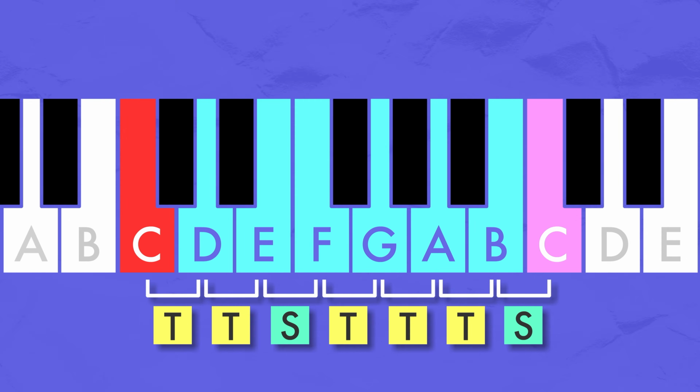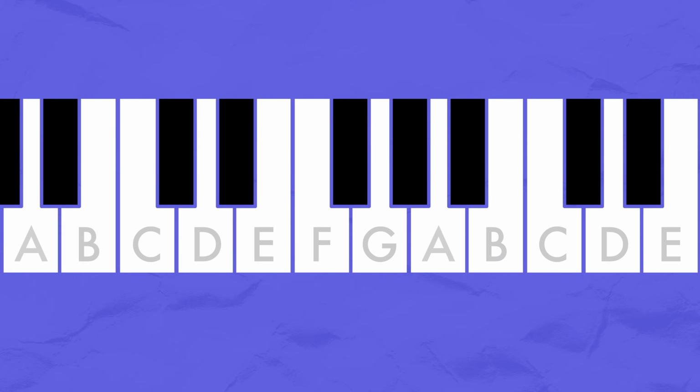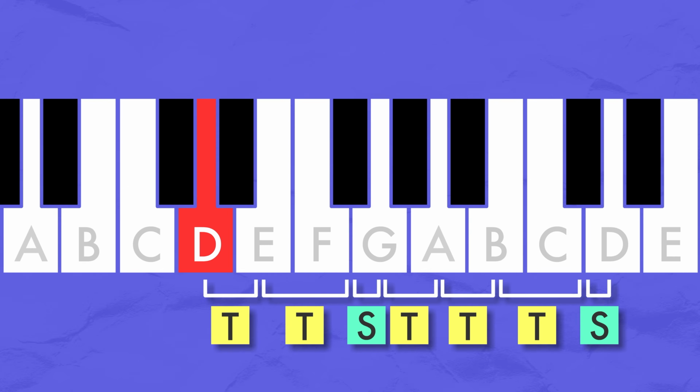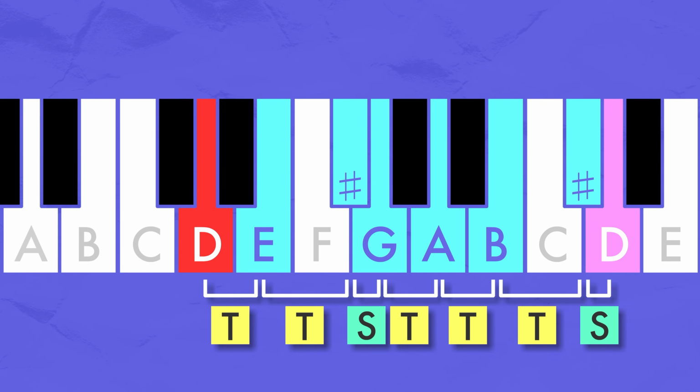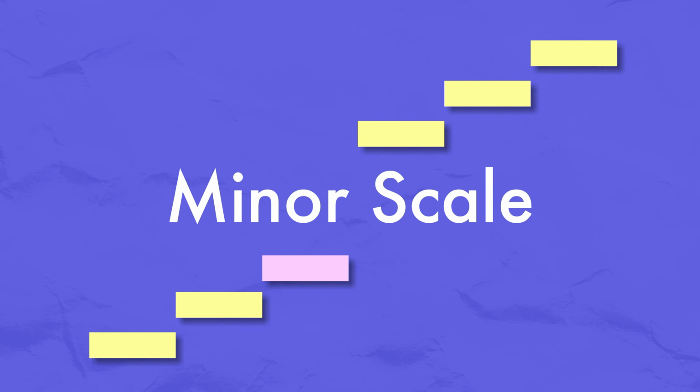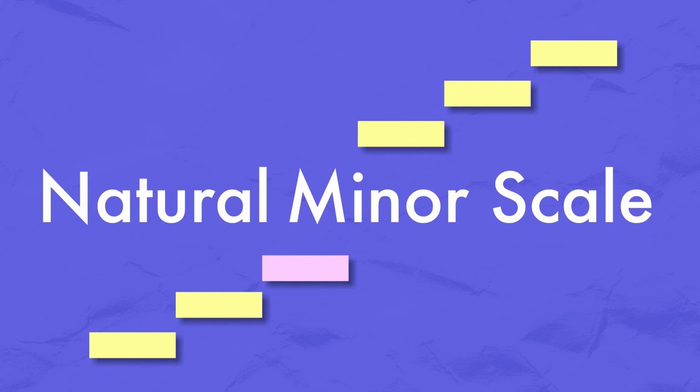This works regardless of which note you start on. So if we were to start on D instead and apply the same formula, we would get these notes, which unsurprisingly is the D major scale. Alright, so now let's do the same thing with its counterpart, the minor scale. There are multiple commonly used types of minor scale, so it's worth noting that this version we're looking at is called the natural minor scale.